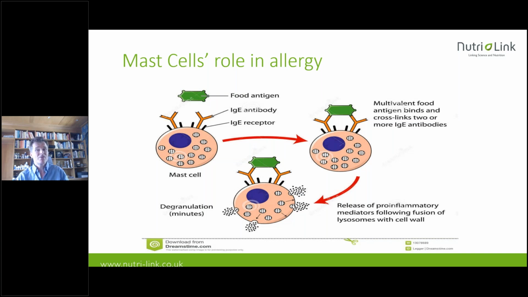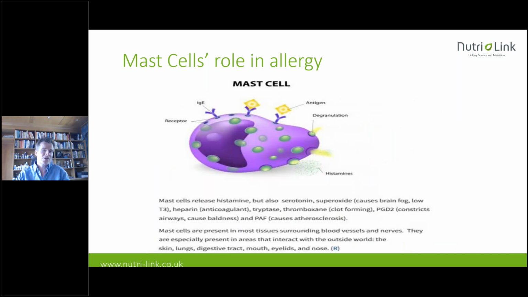The multivalent food antigen binds and cross-links two or more IgE antibodies. It binds onto them, and that releases the pro-inflammatory mediators following fusion of lysosomes within the cell wall, and lo and behold, you get something called degranulation. And it's not just histamine, but a wide array of leukotrienes. That's a simple model of looking at mast cells. And here's another very simple model, again looking at the IgE receptors, and then the antigen presents itself, and then you get the degranulation.